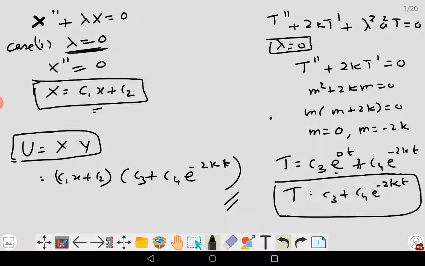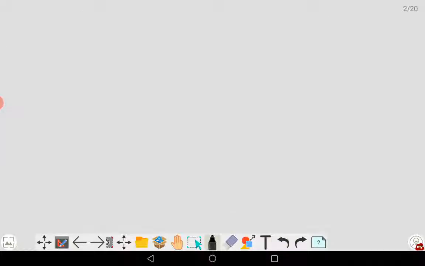Next, go for the next case. Lambda, let's have a choice, negative or positive. Let's go with lambda negative, and then finally we'll come back to lambda positive. Now case 2, lambda is negative.